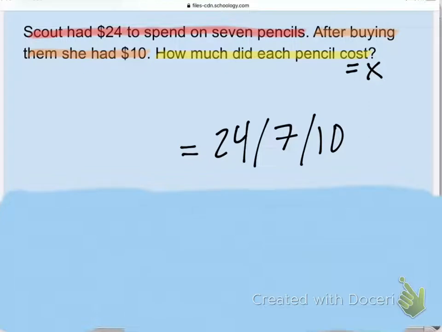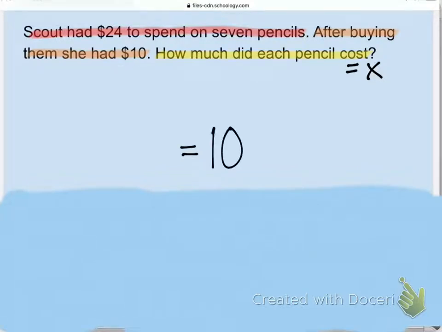Izzy says 10. Do we have anybody in agreement? Do we have anybody in disagreement? What do we say? Yes, it is 10. So we know this because it says after buying them, she had $10. So at the end, she's left with $10. At the end, she is equal to $10. That's what her money is equal to.